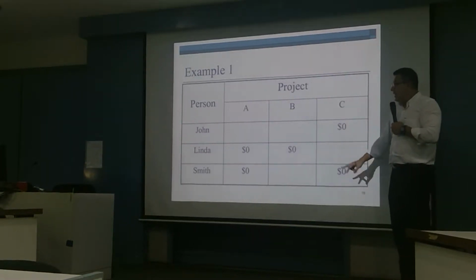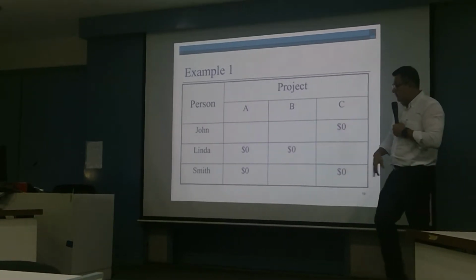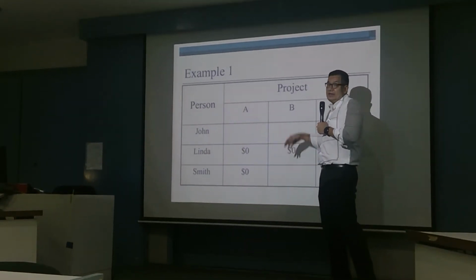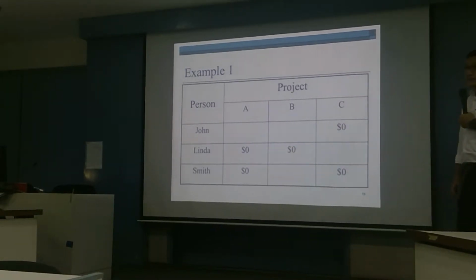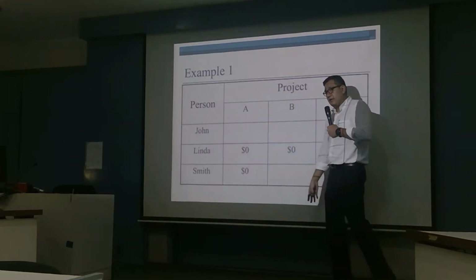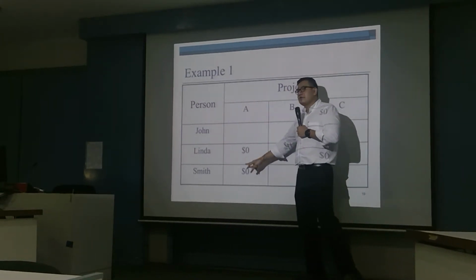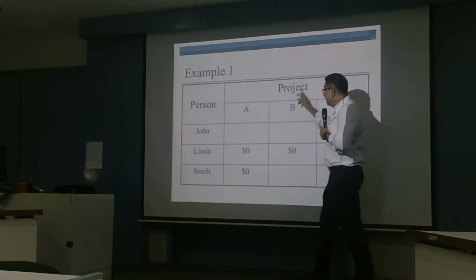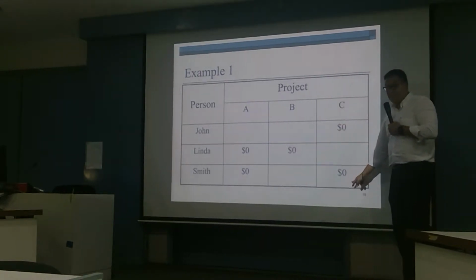For the second row, Linda can do A or B. Smith can do project A and project C, right? But if we consider the vertical or column direction, project A can be performed by Linda or Smith, right? Project B only Linda, and project C John or Smith.